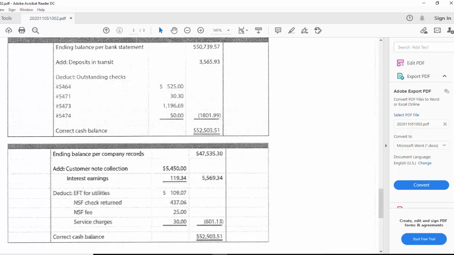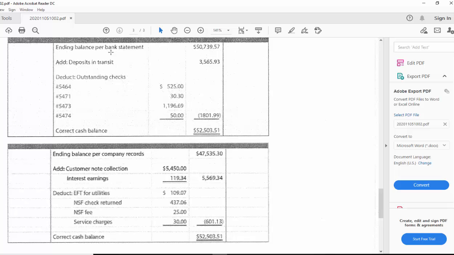But we're not done yet. Our cash account is showing a balance of $47,535.30. We know that is incorrect. We know that it should be showing $52,503.51. So in order to take this number and make it equal this, we're going to have to, you got it, make a journal entry.